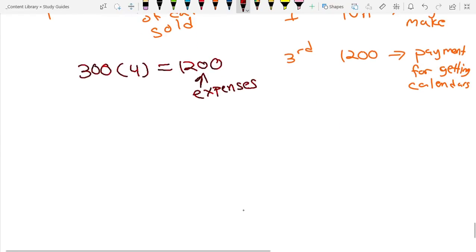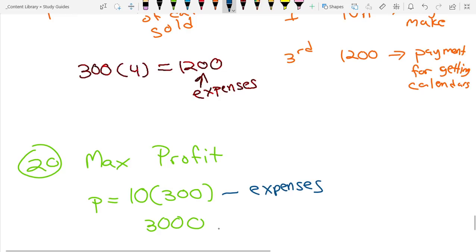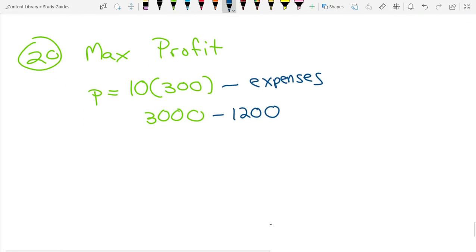Which you need to know in order to do number 20, because number 20 says what is your max profit. Well, your max profit would be if you sold every single calendar that you have. So if we sold every calendar, that would be 10 times, it says we bought 300, so it would be 10 times 300, which would give us 3,000, which would be great if that was your profit. But now with all things profit, you have to subtract your expenses. Well, our expenses was the $1,200 to actually buy them from our distributor before we could sell them. So 3,000 minus 1,200 is 1,800.